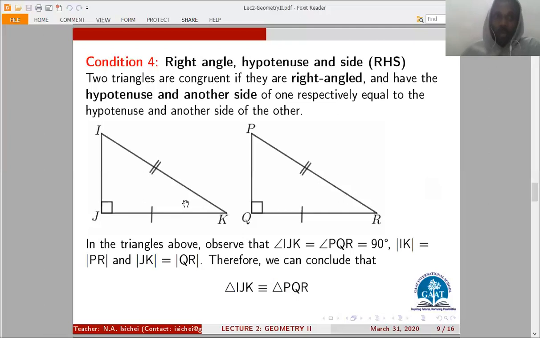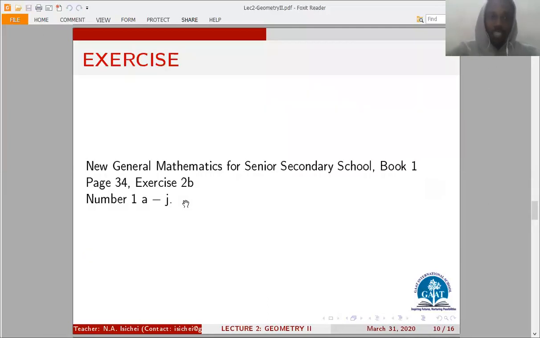Okay, this is the final thing. You are expected to attempt these exercises from your textbook, New General Mathematics for Senior Secondary School, Book 1, page 34, exercise 2B, number 1 to 5.